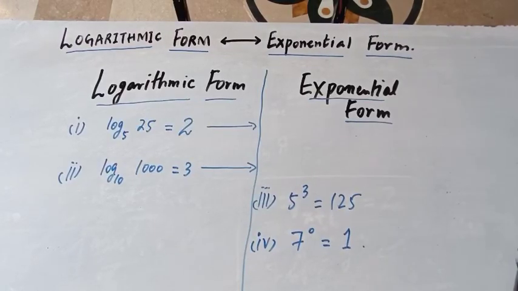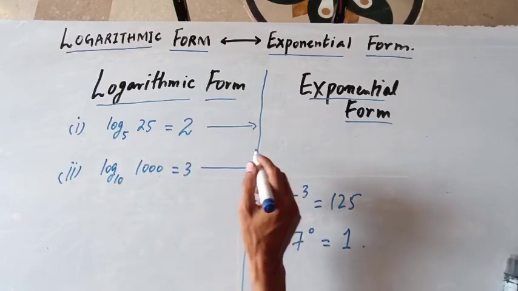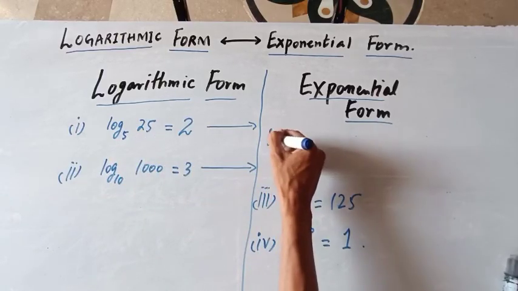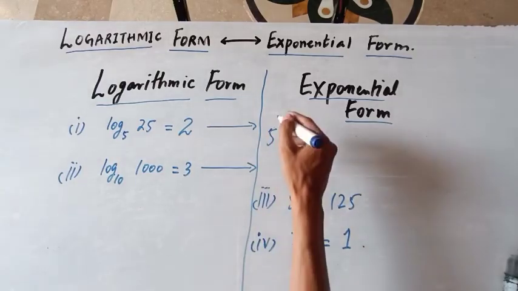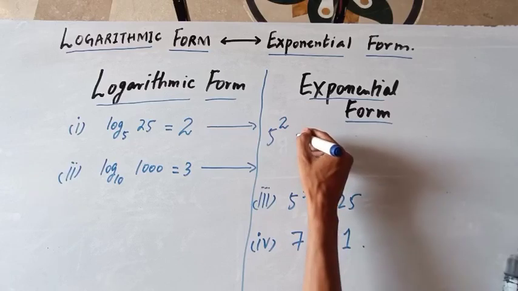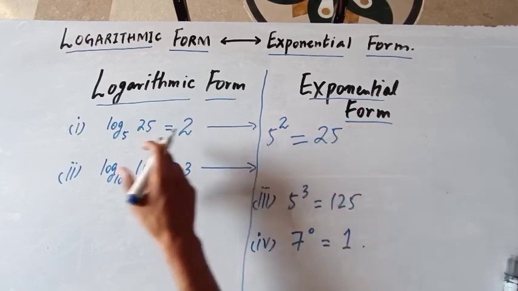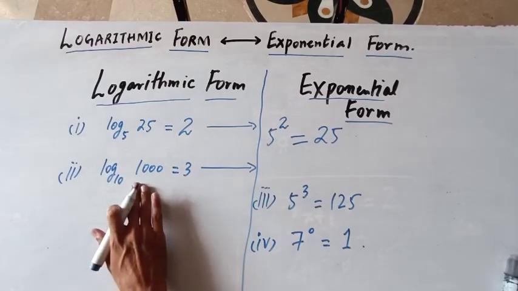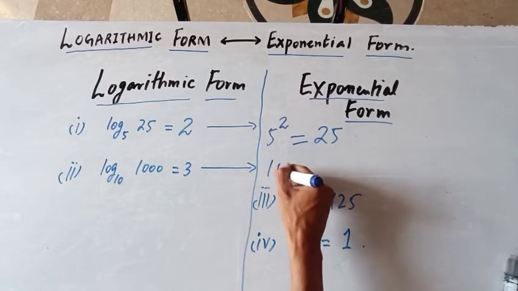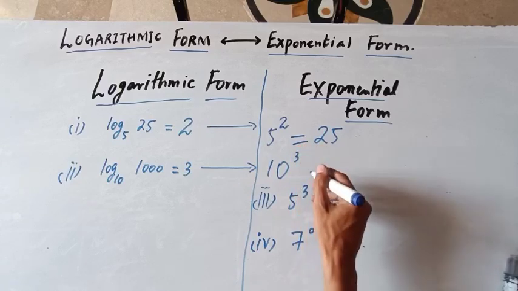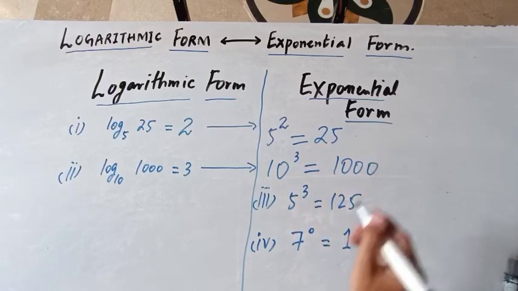Now let's do some practice of how to convert log form to exponential form and exponential form to log form. So first of all we have an example. You can try it by yourself as well, by pausing the video, and then you can check after doing it yourself. So for this we can write like this, exponential form: base is 5, power is 2, and the answer will be 25. So this is the exponential form of this logarithmic form. Similarly over here we have base as 10, power as 3, and the answer is 1000.